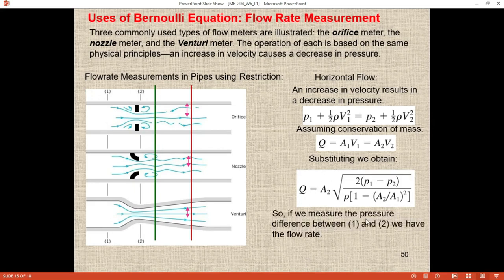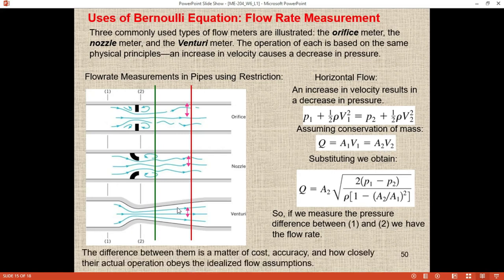So if we measure the pressure difference between 1 and 2, we have the flow rate. This is the equation. Just put the value V1 equals Q over A1, V2 equals Q over A2, and simplify it. You will end up with this equation.